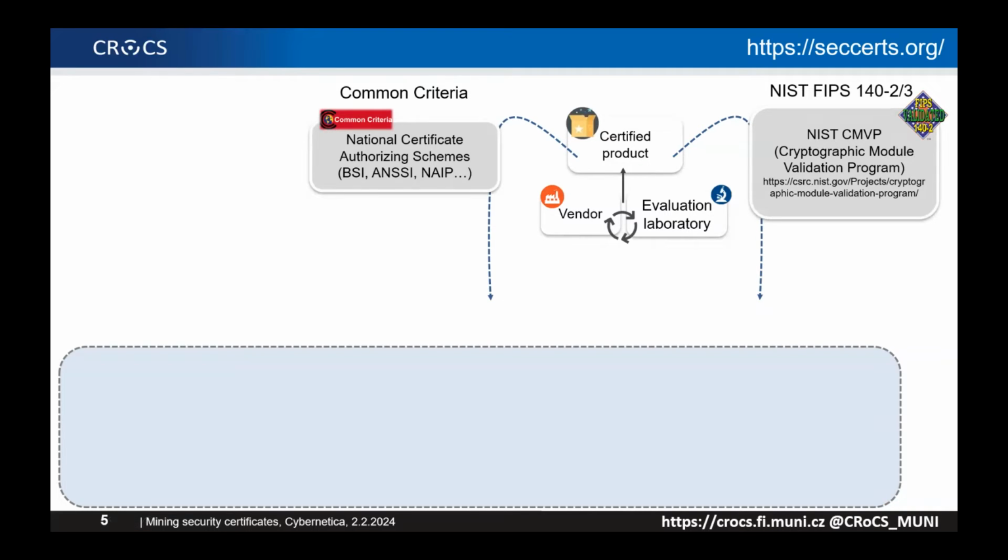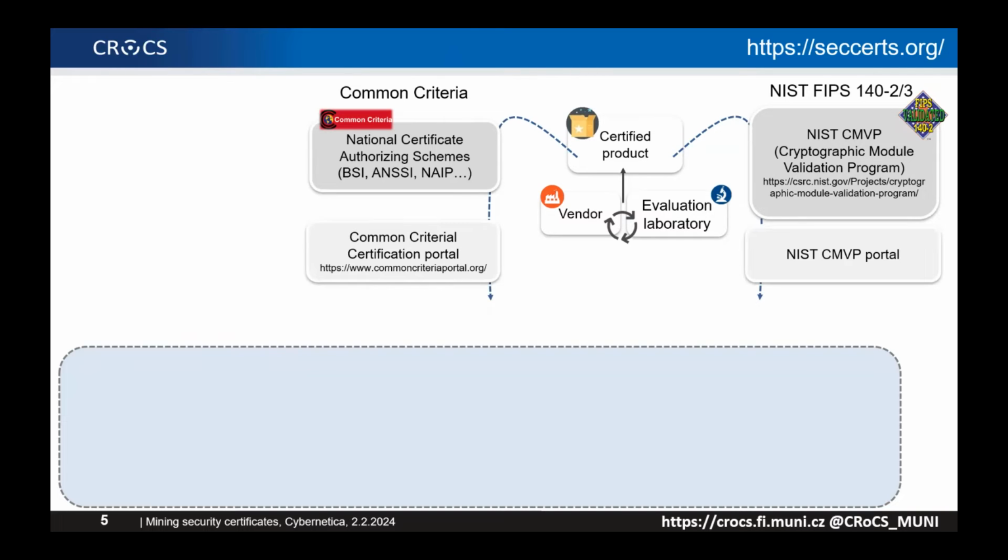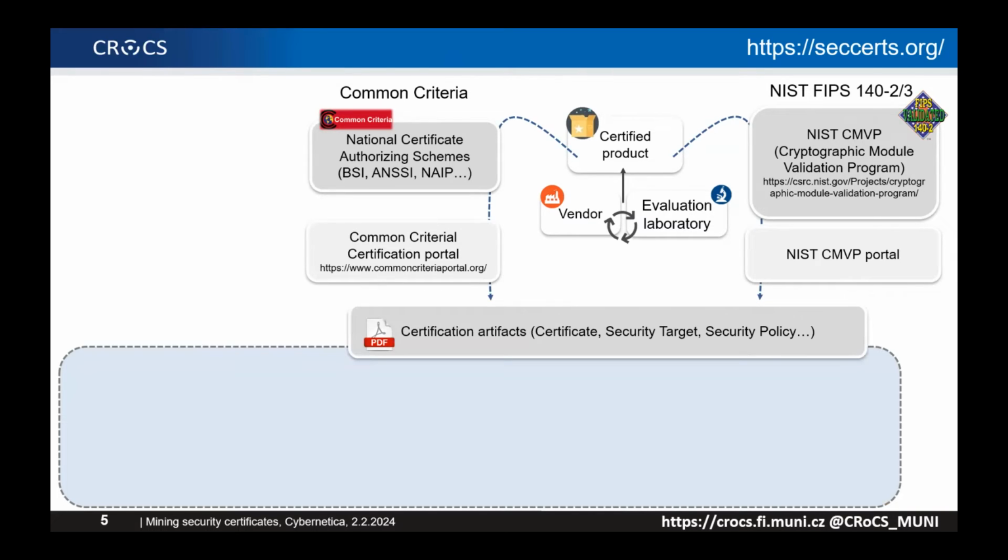And depending on the scheme, usually it's either Common Criteria or in the US FIPS 140 in different cases. And these schemes have some public-facing portal with a lot of interesting data. So we are accessing these portals, downloading these documents. So you can find there the certificate, of course, but also something called security target or security policy, containing the description of what was actually certified, and a bunch of other metadata, depending on the scheme, depending on the product. And this is our input source.